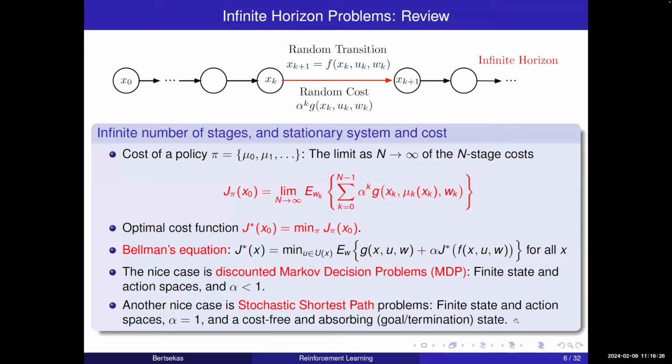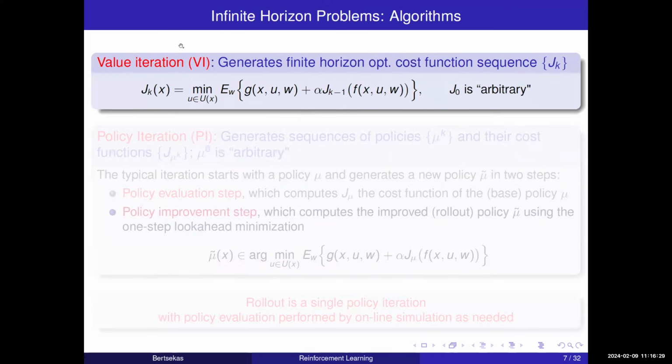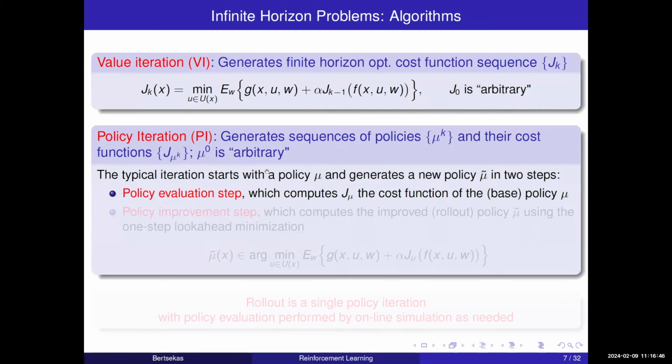So how do we compute the solution to Bellman's equation? There are two workhorse algorithms. The first is value iteration, where we apply this Bellman operator iteratively over and over again to the cost function until we converge to J star. And the second one is called policy iteration.